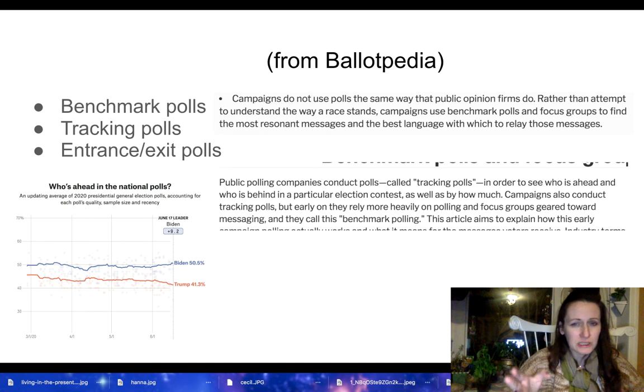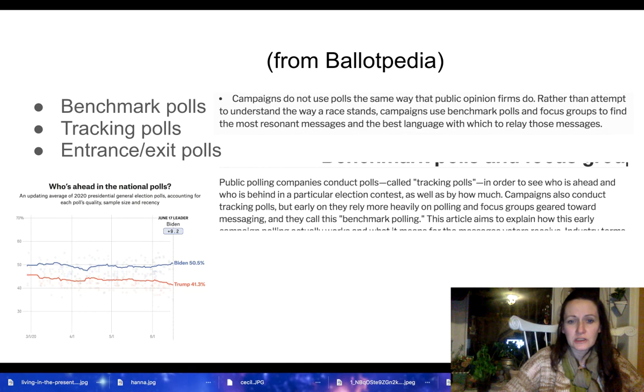Teachers use benchmarks all the time. You've probably heard that phrase, like during a project, there might be certain benchmarks you have to make. The same way here, along the campaign, there's certain stops to see, where do we stand, right? Public polling companies conduct polls. These are tracking polls to see who is ahead and who is behind, as well as by how much. So right off the bat, you're like, tracking polls and benchmark polls are similar.